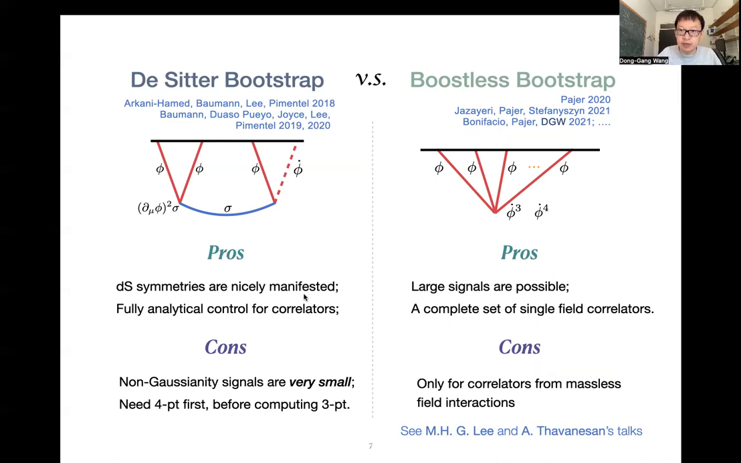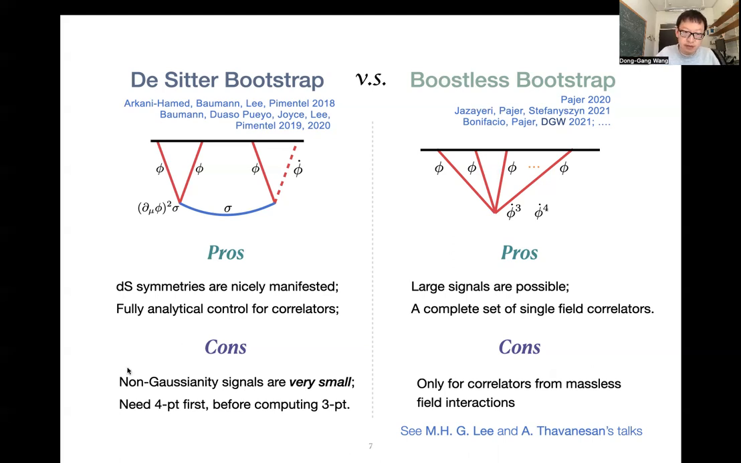So basically, we don't need any model dependent input. We just use the de Sitter symmetry as a guide, and then we can derive the most general answer with the symmetries. And it's also the first time we could get full analytical control for this massive exchange diagram. Well, there are also some drawbacks of this approach.